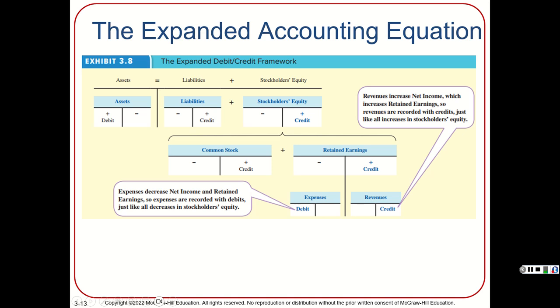Expenses decrease net income and retained earnings, so expenses are recorded with debits, just like decreases in stockholders' equity. Revenues increase net income, which increases retained earnings, so revenues are recorded with credits, just like all increases in stockholders' equity. So what that is saying is that your retained earnings is a stockholders' equity account. So when we talked about this account in Chapter 2, the right side is our credits, and that's the normal balance. That's where the normal balance sits if it's positive. If the balance is negative, it's going to be on the left-hand side, and anything impacting the left-hand side is a debit or losses. So when your revenues increase, your retained earnings increase. And then when you're paying expenses, your retained earnings are decreased.